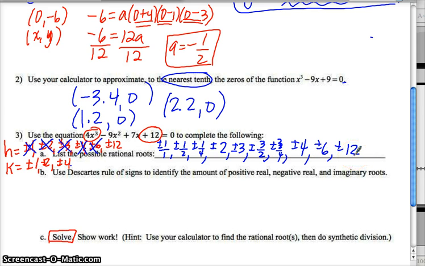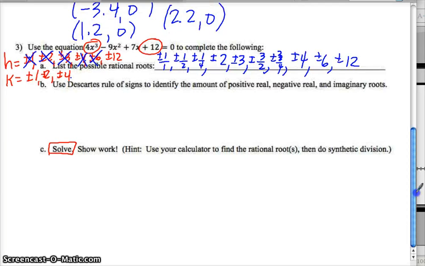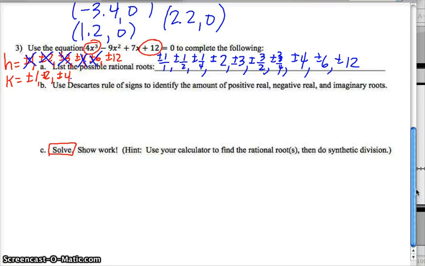If you don't have a calculator, how in the world do you know where to begin? You don't. You would just hopefully be lucky, or not so lucky, and spend lots of time. Okay, what might help you eliminate some of these 20 is using Descartes' rule of signs. Well, let's see if that actually does help.